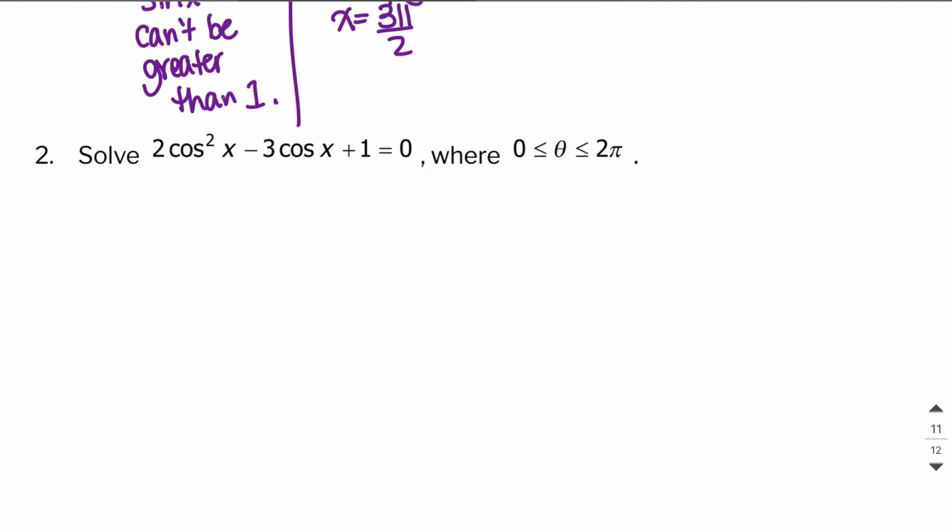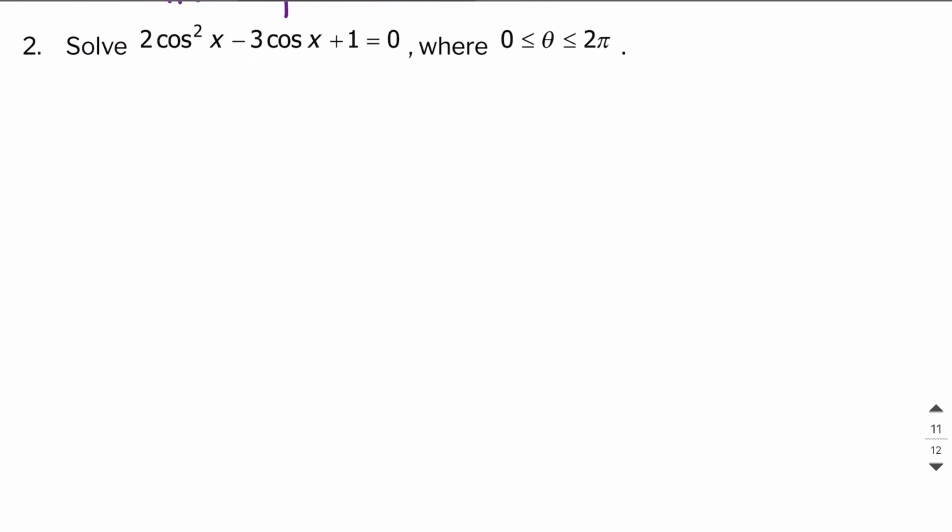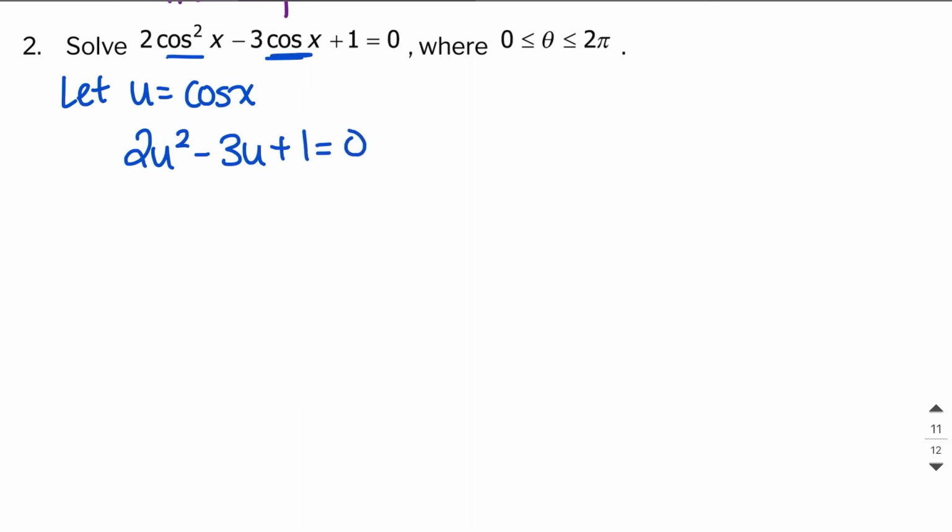Okay, so for this next one that we have here, I'm going to do something very similar, except this time I'm going to let u be cosine of x. So every time I see a cosine, I'm going to replace it with a u. So this is just going to say 2u squared minus 3u plus 1 equals 0. So this right here is u squared, this is 3u, and then we just have the plus 1.